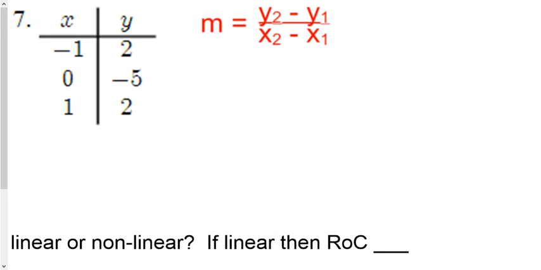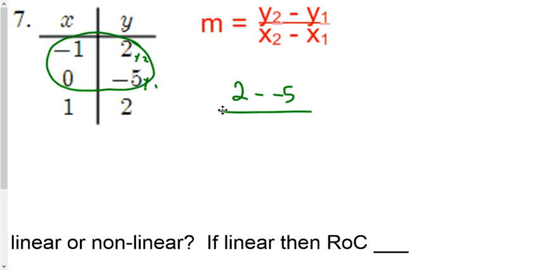Number 7, handle it the same way we've been doing it in the past. Let's get these two ordered pairs like this. 2 minus negative 5. I'm just saying this is y2 and this would be y1. It's just easier, so I can go 2 minus negative 5. And then negative 1 minus 0. That'll make it 7 over negative 1, which is negative 7.